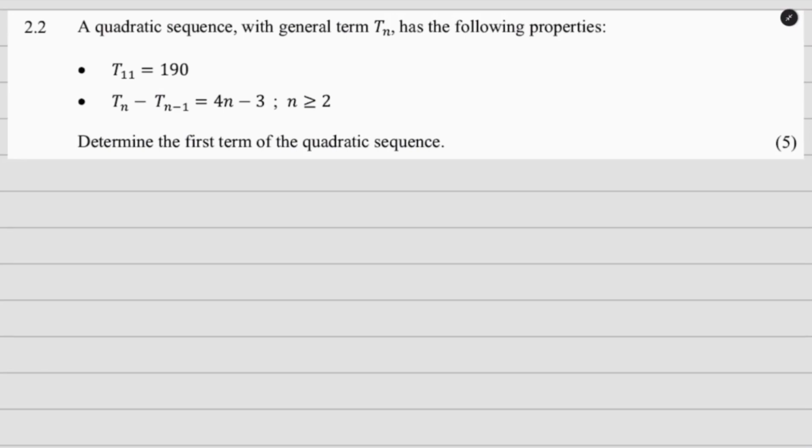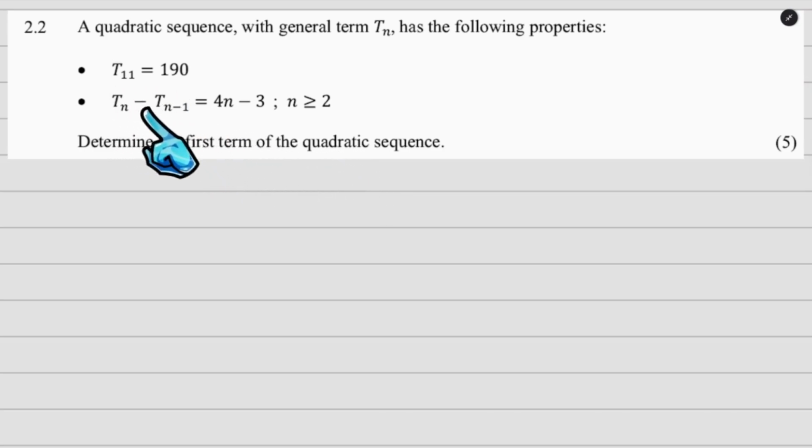Question 2.2. Yes, this is a little bit overwhelming. Okay, we've got a quadratic sequence. At least they told us what type of sequence it is. And we've got a general term with the following properties. Term 11 has a value of 190, and Tn minus Tn minus 1 equals 4n minus 3, so long as n is equal to 2 or bigger. And they want us to determine the first term of the quadratic sequence.